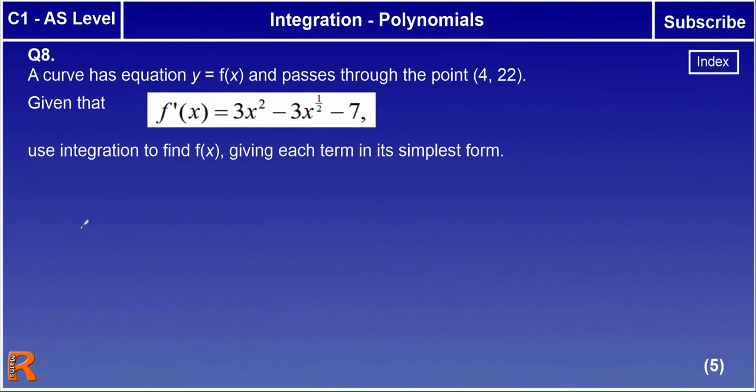So question 8. Now we've got a curve, with equation y equals f of x, that passes through the point 4, 22. This should be getting very familiar now. We've got a function for the derivative of f of x, f dashed of x, and we need to integrate that to get back to f of x. And then we need this point to find what the constant value is, and we need to simplify everything.